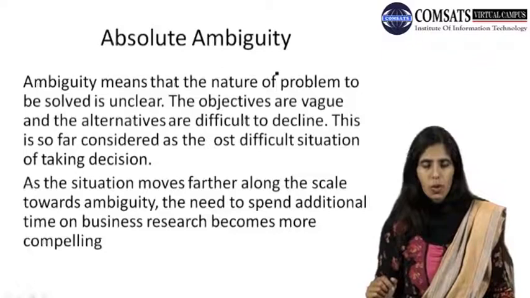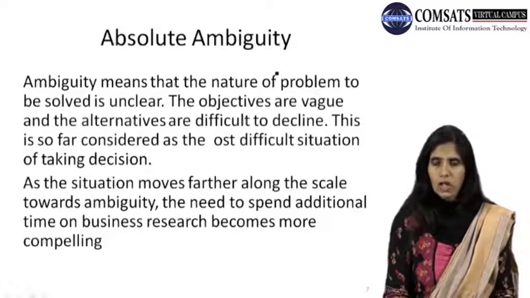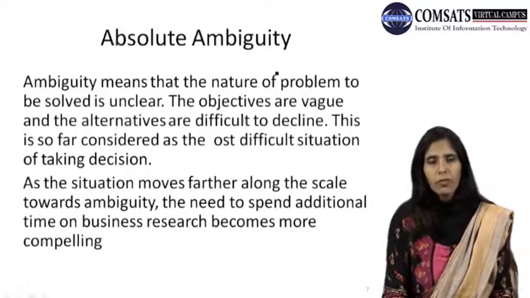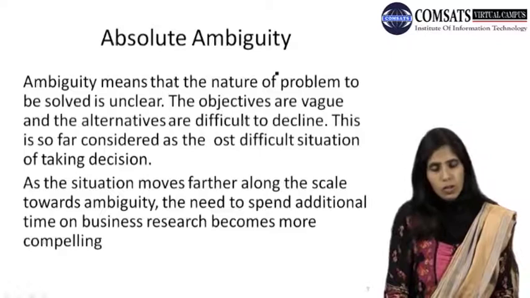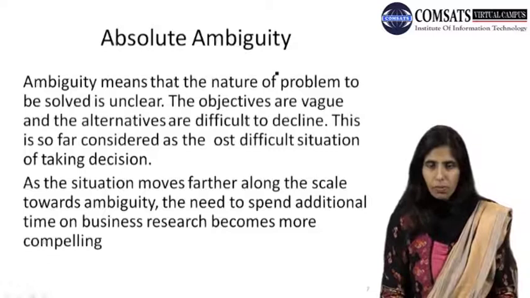But even if this kind of situation arises, the effective management can analyze what is being provided and shape it or focus it towards the solution in terms of data collection. So even on the basis of the ambiguous nature of the problem, we can at least address the nature of the problem in a fine way. The effective management should at first address defining the problem and then its solution. So as the situation moves farther along the scale towards ambiguity, the need to spend additional time on business research becomes more compelling, which states that we have to focus on both areas.